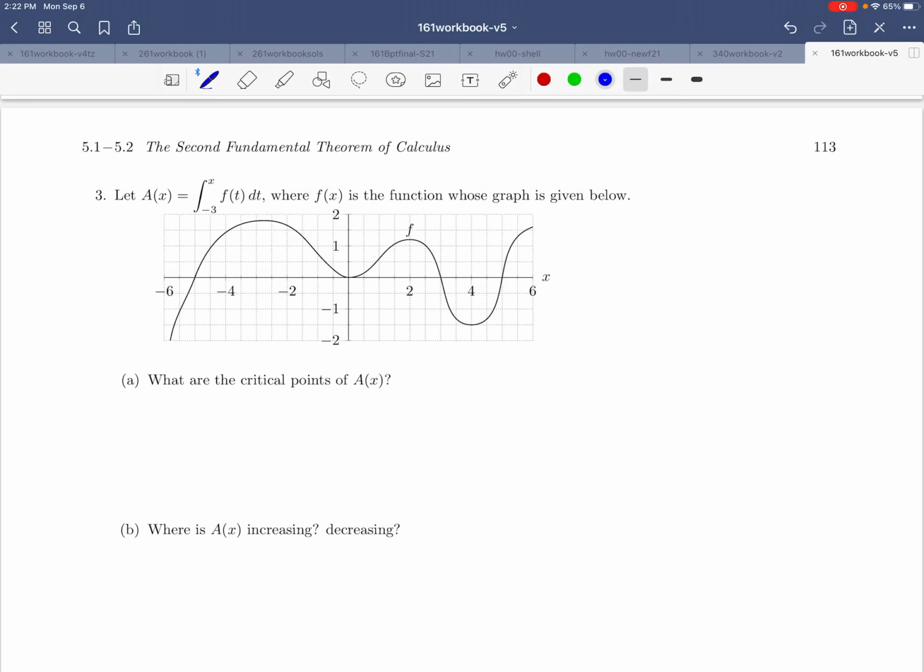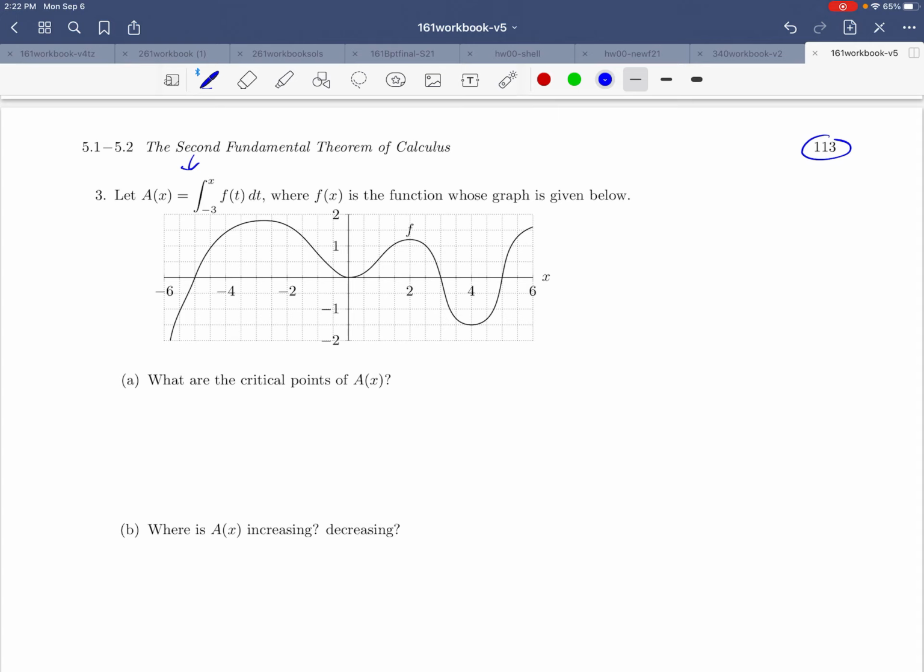Hello everybody, and welcome to exercise 3 on page 113 of the workbook. In this exercise, we are given a function A of x defined by the integral from -3 to x of f of t dt, and f of t is the graph of the function given below here. And this is asking us a bunch of questions about the function A of x.